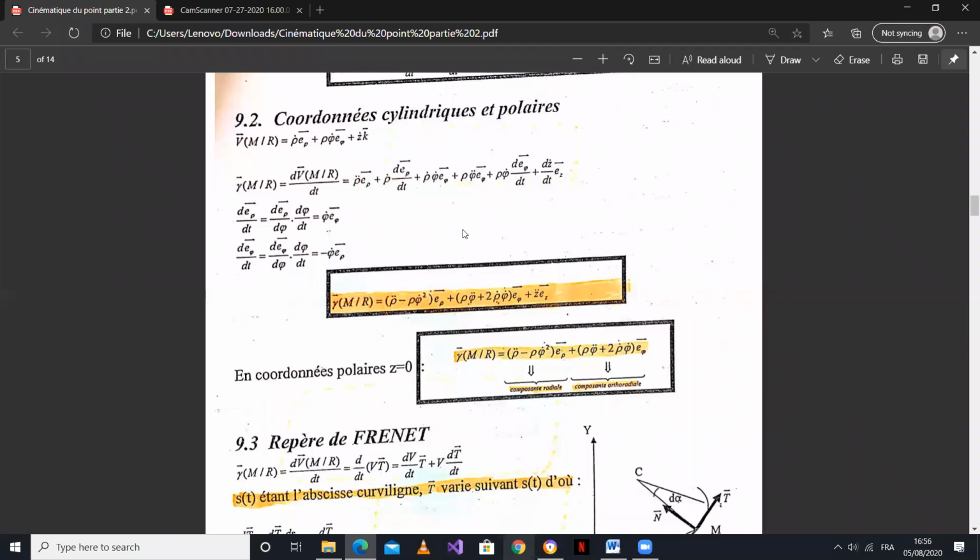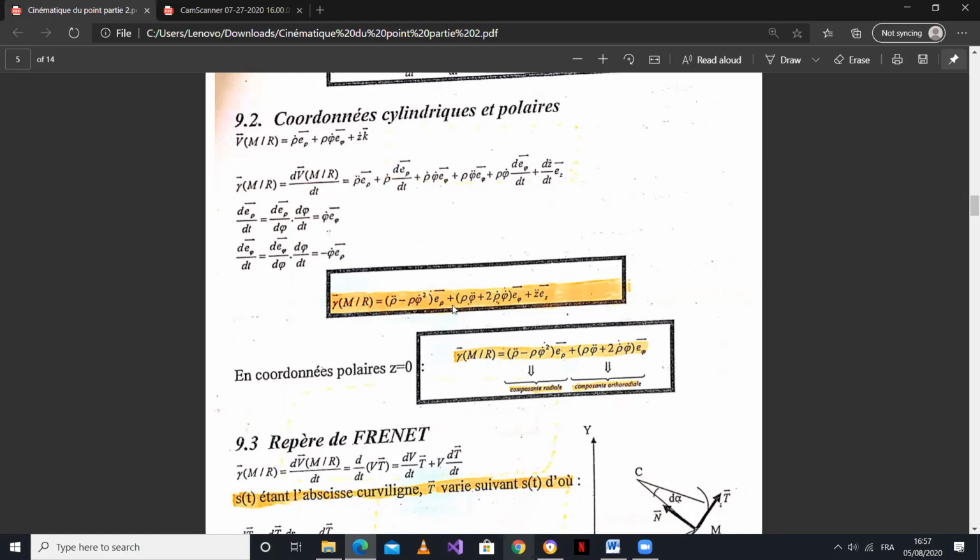And then finally, we have Z2 point. Z2 point suivant EZ. This one is direct. And your final expression for the acceleration becomes rho 2 point minus rho phi point carré suivant E rho plus rho phi 2 point plus 2 rho point phi point suivant E phi plus Z2 point suivant EZ.